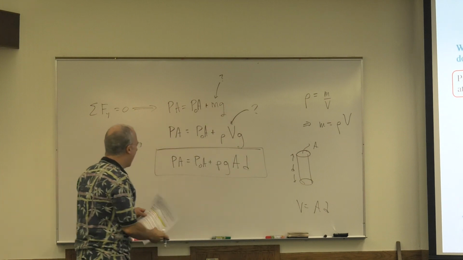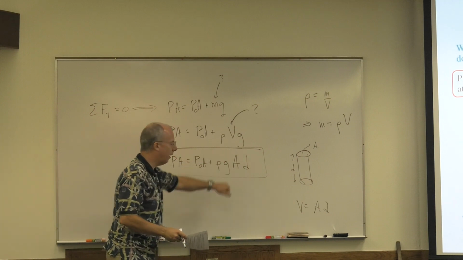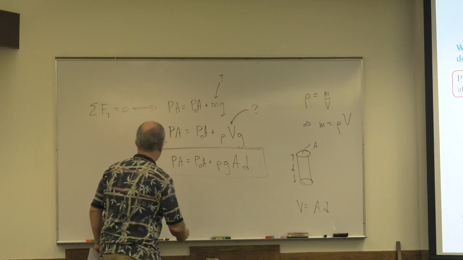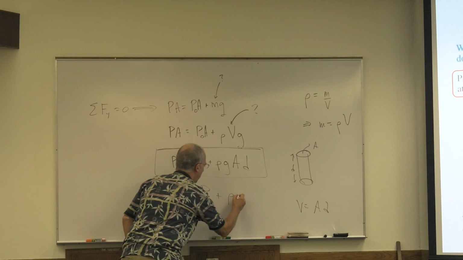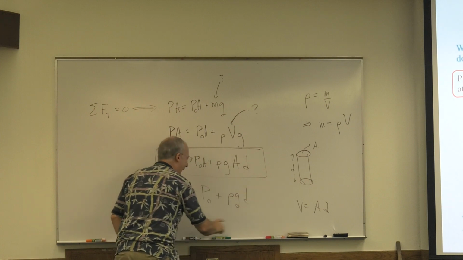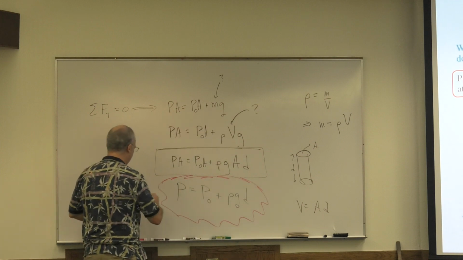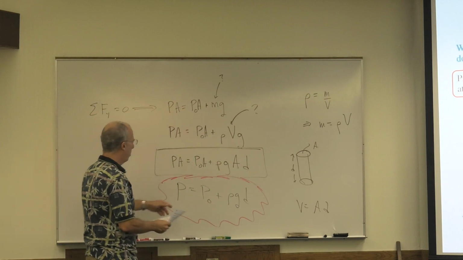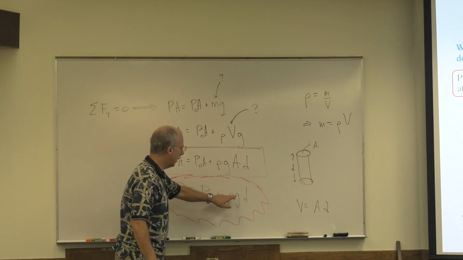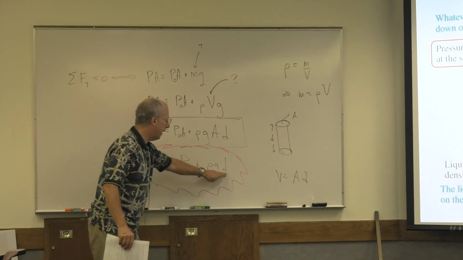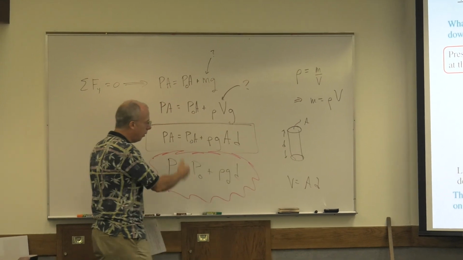Okay. All right. Now, look at that. How can you simplify that? We have an A here, A here, A here. Let's get rid of the A's. So you have P equals P0 plus rho GD. That's the formula that we want, right? This is the big deal. Woo, okay? So that shows you that the pressure equals whatever's on top plus the density times G times the depth. So as the depth increases, the pressure increases, which is what we already knew. There's the formula.